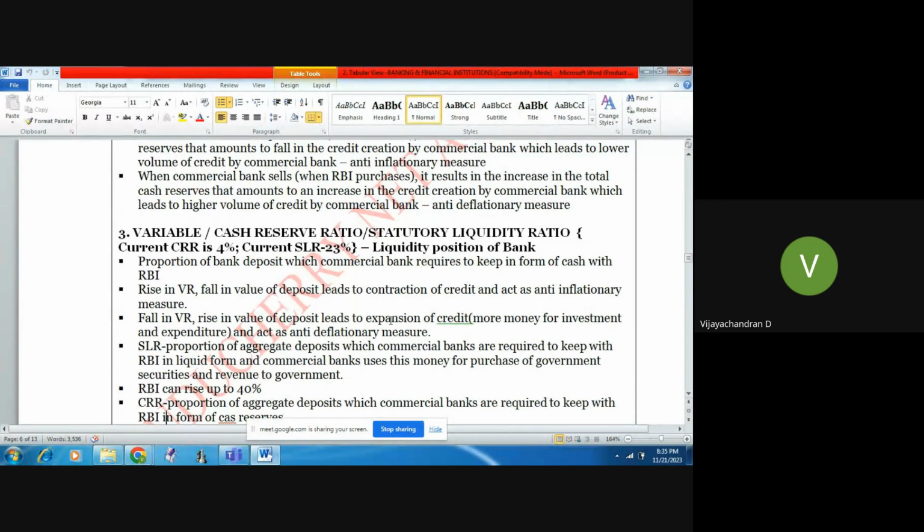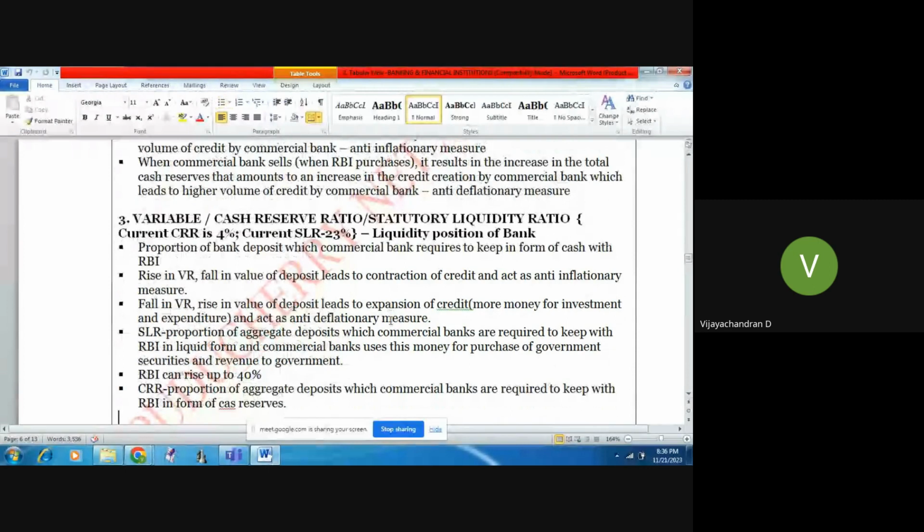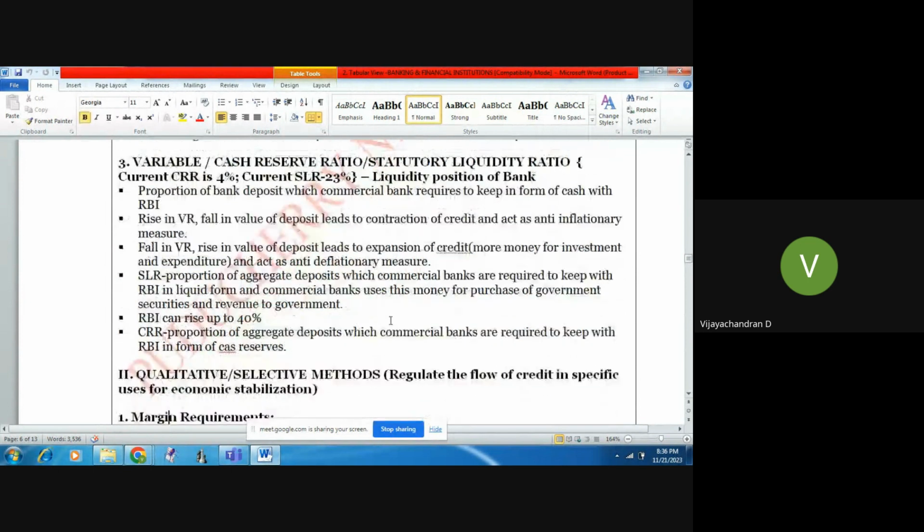What is the current cash reserve ratio? 4%. So if the banking company has 100 rupees, they will lend 96 rupees and retain 4 rupees. What is the statutory liquid ratio? It is now 23%. So 77% will be given as loan, and 23% will be in the form of securities or cash that they have to maintain. But what happens in the case of deflation? They will decrease the reserve, so more loanable funds will be available with the banks, and they will lend more. So by the variation of the reserve, they will maintain the ratio.